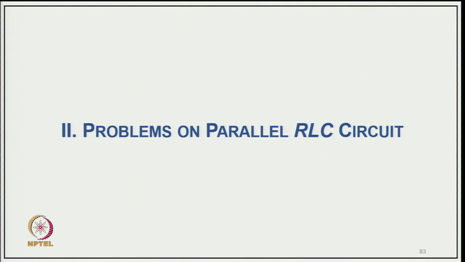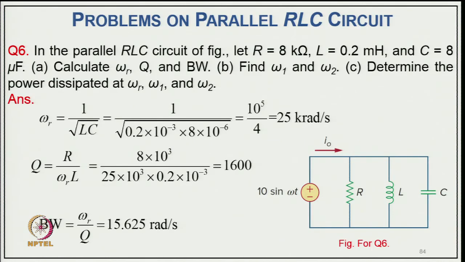And now, coming to the problems on the parallel RLC circuit. So, example 6: in the parallel RLC circuit as shown in the figure, let R equal to 8 kilo ohm, L equal to 0.2 millihenry, and C equal to 8 microfarad.